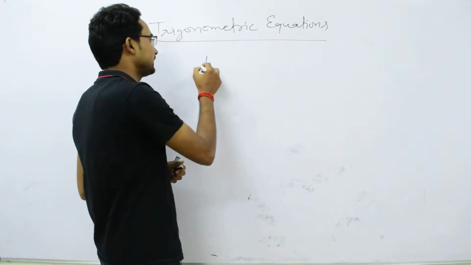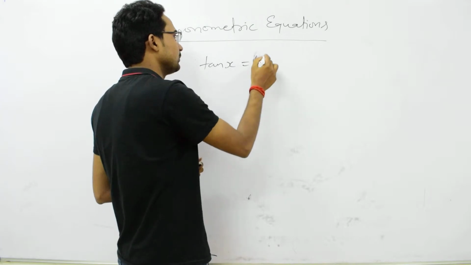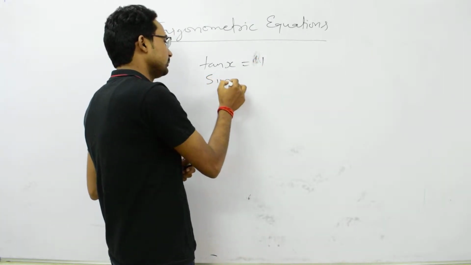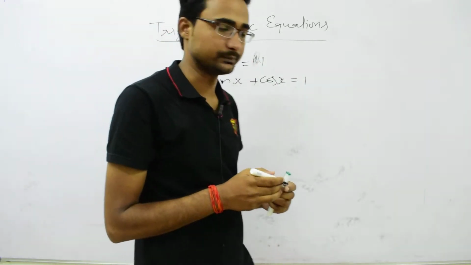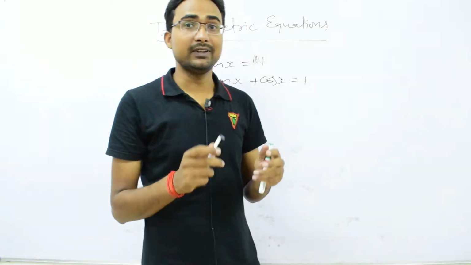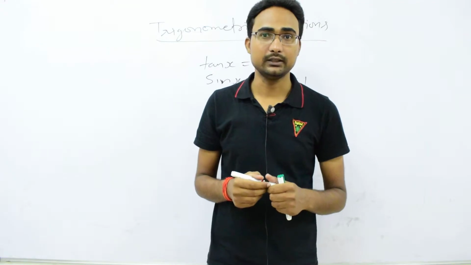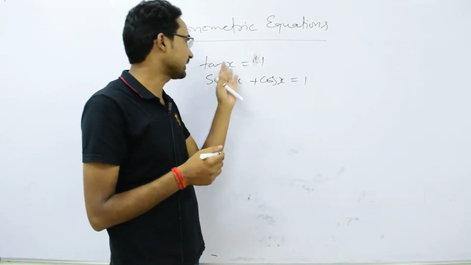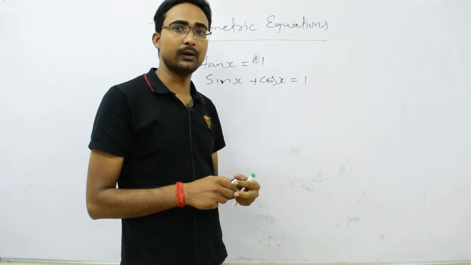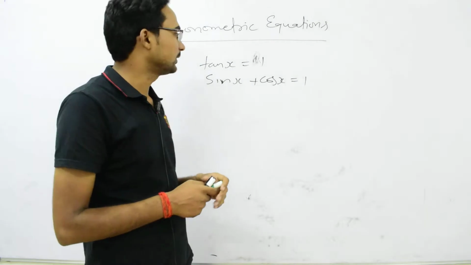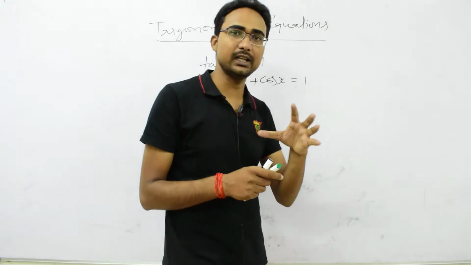For example, tan x is equal to 5, tan x is equal to 1, sin x plus cos x is equal to 1, like that. So these are trigonometric equations. Today we will study how to find the general solution of a trigonometric equation. Suppose tan x is equal to 1 is given. How can you find the value of x? How can you find the general solution, the particular solution, and the principal solution?